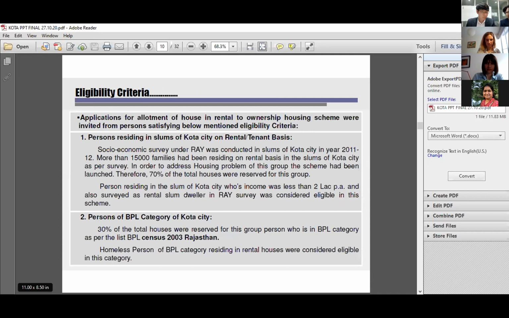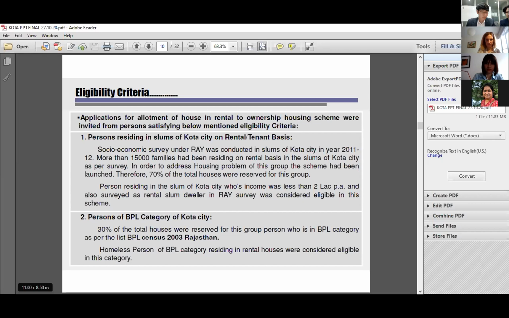So this scheme has been framed for two target groups. One is the persons residing in the slums of Kota as tenants. Under Rajiv Awas Yojana, a socio-economic survey was conducted in Kota city. About 75,000 families were living in the slums of Kota city, out of which 15,000 families were residing in the slums as tenants. So to target this group, we had framed the scheme.